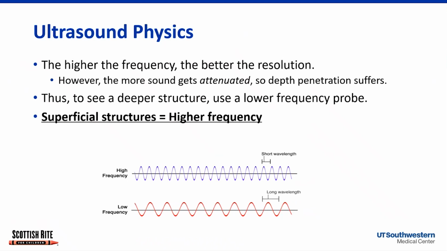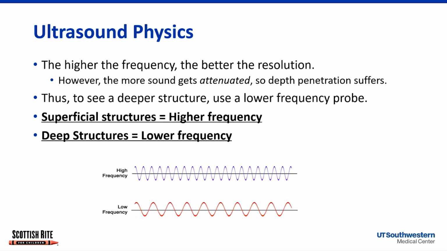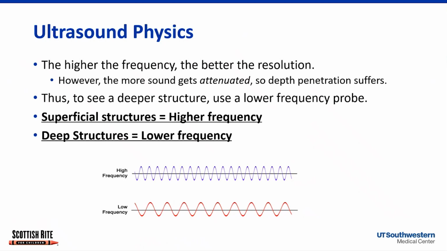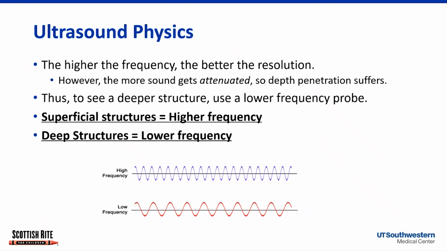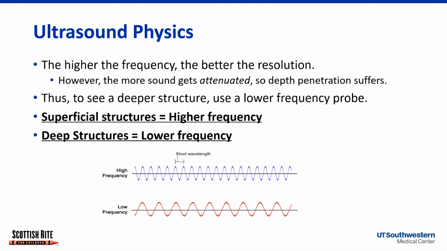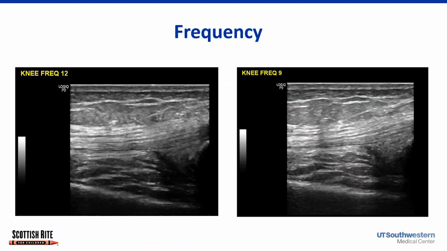So superficial structures, higher frequency; deep structures, lower frequency, all right? You can say "deep, low," or something. I don't know how you want to remember that. So here's an example of frequency. There you've got 12 megahertz on the left, 9 on the right. If you look closely, things are just a little bit fuzzier on that right side. You get just a little bit more detail of that quad tendon on the left side there, okay?